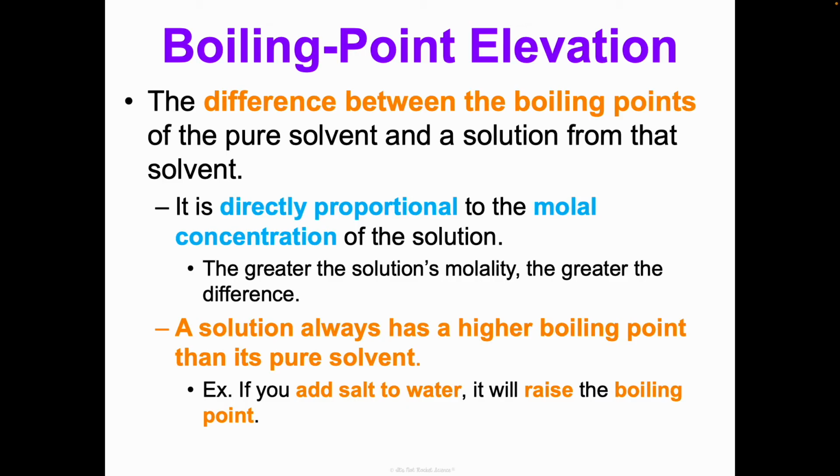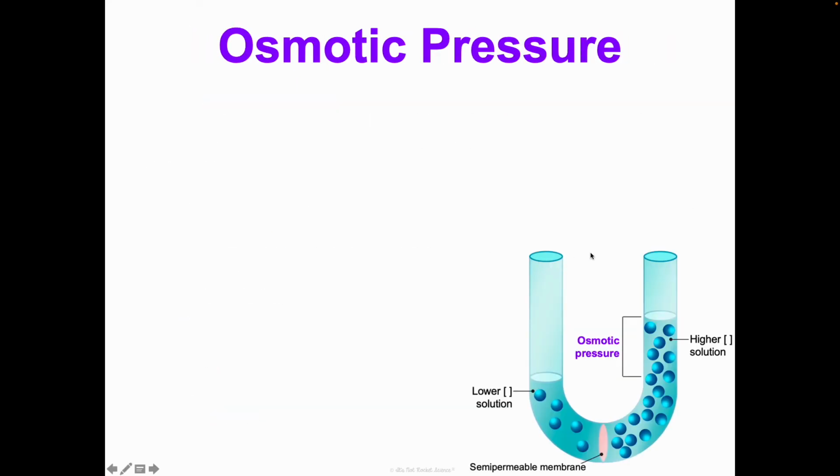Okay? This happens because those solute particles, like the salt, take up space at the surface where liquid and gas particles meet as things are boiling. And that causes interference. It prevents the solvent particles from escaping to the gaseous state, okay? So it's going to take more heat energy to change that state from liquid to gas, okay? So we've got vapor pressure, freezing point depression, boiling point elevation, and one last one is osmotic pressure.